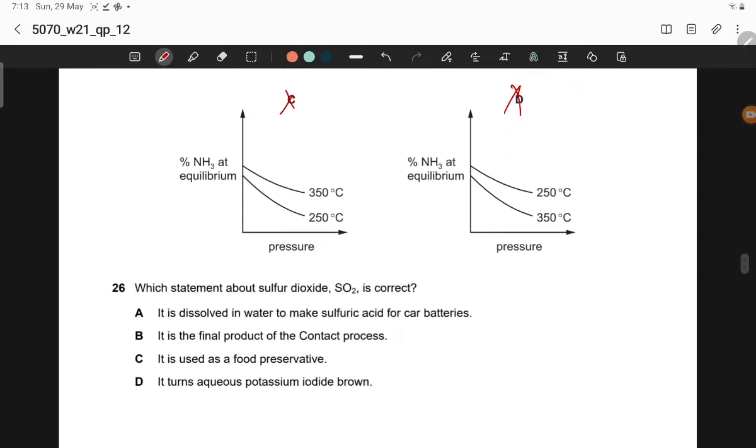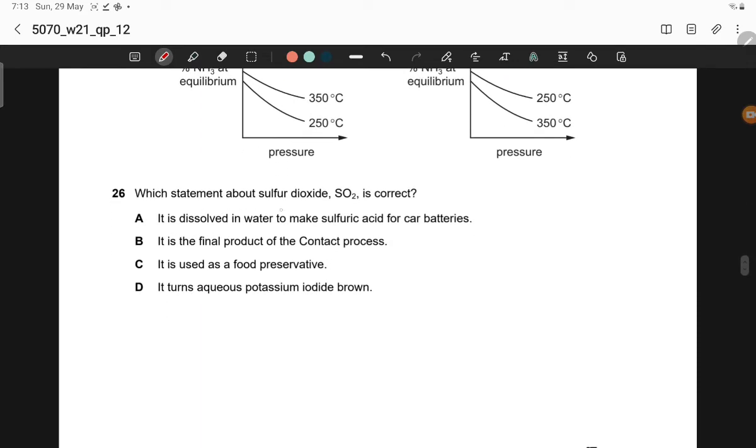B option must be correct. Which statement about sulfur dioxide is correct? It is dissolved in water to make sulfuric acid for car batteries. This is the use of sulfuric acid, not sulfur dioxide. It is incorrect. It is the final product of the contact process.